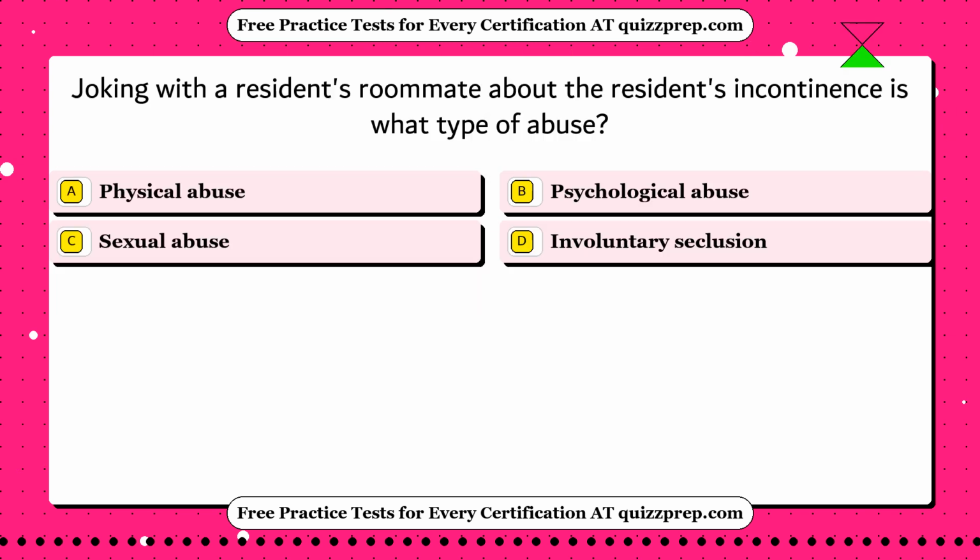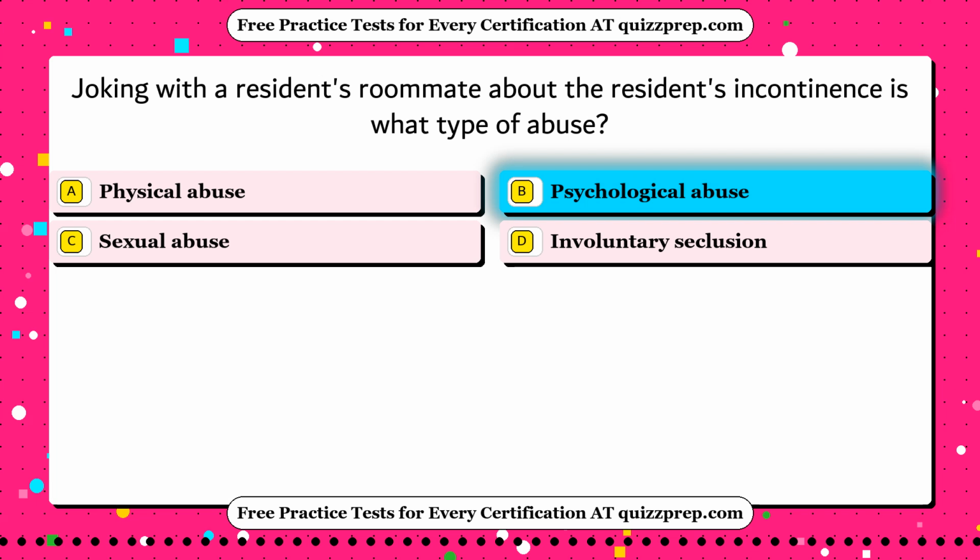Question 86. Joking with a resident's roommate about the resident's incontinence is what type of abuse? Option A, physical abuse. Option B, psychological abuse. Option C, sexual abuse. Option D, involuntary seclusion.